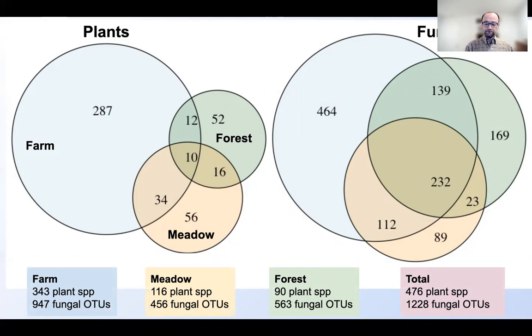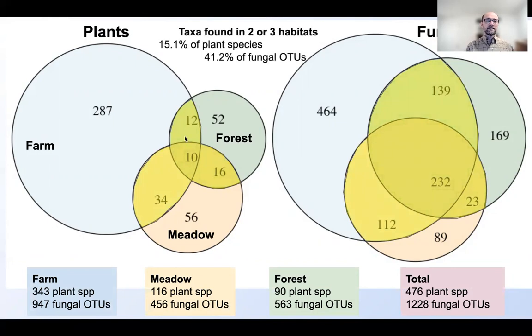If we look at the intersection here for the plants, we see that about 15% of all the plant species were found in more than one habitat. Significantly more than that, 41% of all the fungi were found in 2 or 3 habitats. And if we focus in on that center part, what's sometimes called the Zeta 3 score, these are the 2% of all the plant taxa that were found in all 3 habitats, and almost 20% of all the fungi were found in all 3 habitats. So what this is telling us is that the fungi are significantly less habitat specialized than are the plants on which they're growing.